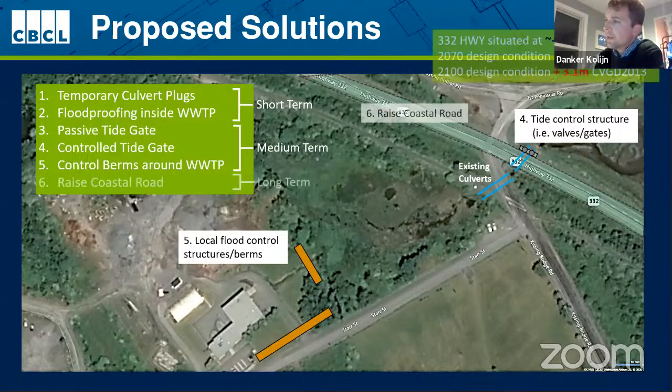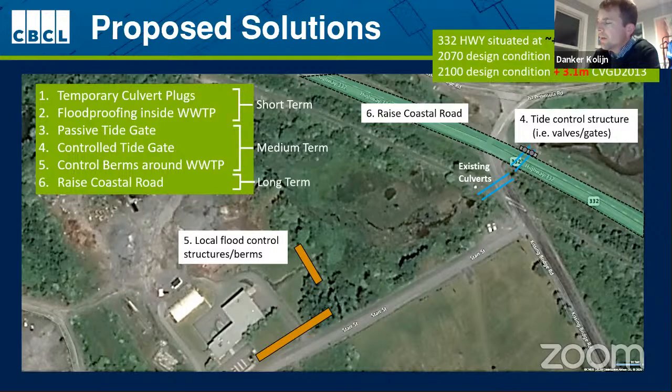Finally, the long-term solution is to raise the road. And what we know is this road is at plus 2.5 meters CGVD 2013. This road will reach its design limit in terms of holding back the sea in the year 2070. So in 50 years, this road will reach approximately its ability to stop the ocean during a storm, and it'll begin to be overtopped by storm conditions if these kinds of storms occur. We also see that in the year 2100, the road would have to be at 3.1 meters. So it is very foreseeable that this road has to be raised in the next 50 to 80 years, to withstand the pressures from sea level rise and climate change.